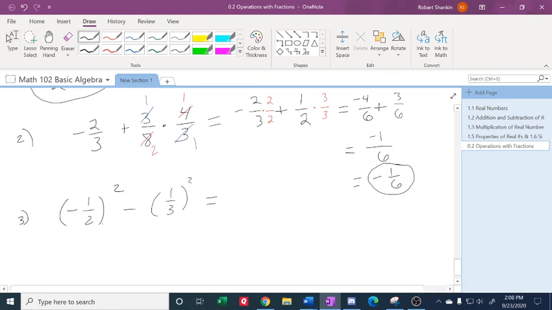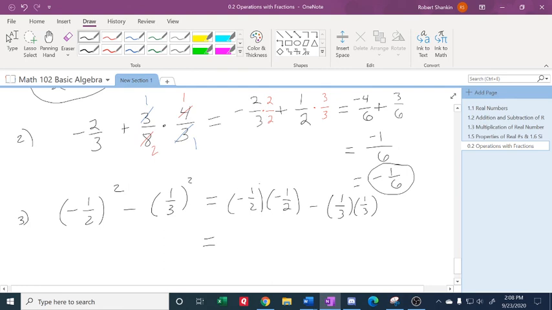Okay, when I write this out, it's negative 1/2, multiplied by itself, like this. The 1/3 gets multiplied by itself. But notice, this subtraction sign was not being raised to a power, so that only occurs once. So there's not two negatives over here like there is over here.